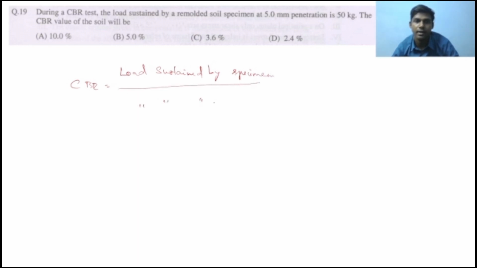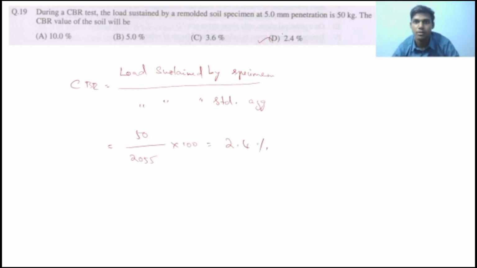Next question: during CBR test, load sustained by remolded soil specimen at 5 mm penetration is 50 kg. Find the CBR value. So CBR value is equal to load sustained by specimen at 5 mm penetration divided by load sustained by standard aggregate. Here the load sustained by specimen at 5 mm penetration is 50 kg and by standard aggregate it is 2055, into 100 percentage. After calculation it is 2.4 percentage.